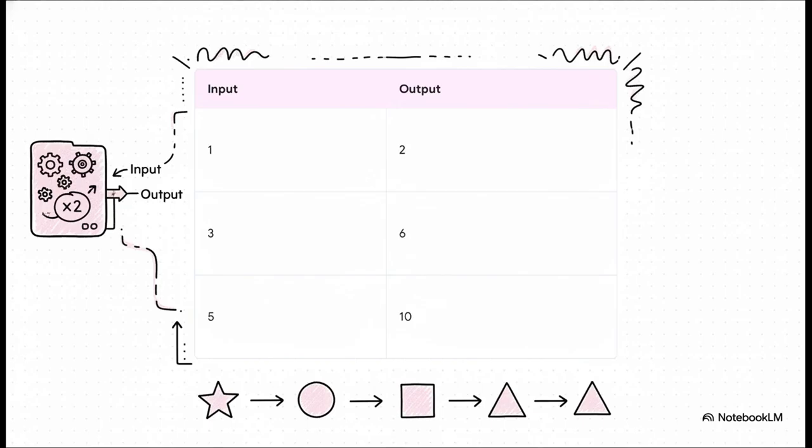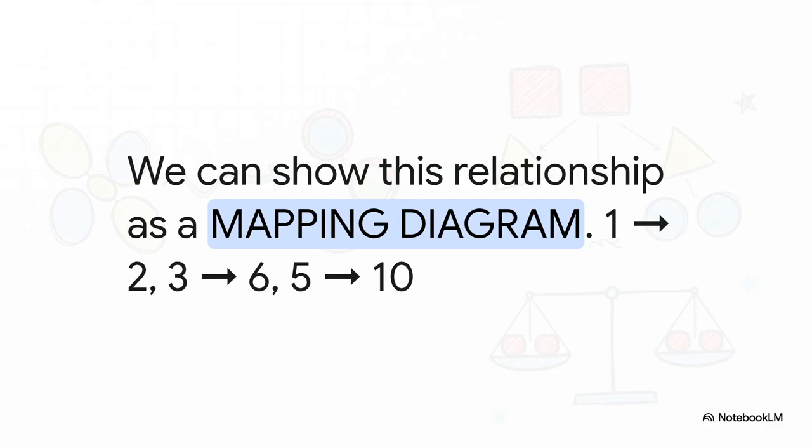Super clear, right? And this is what we call a mapping diagram. It's called that because we're literally drawing an arrow that maps each input directly to its one and only output. It's just another really clean visual way to see that function doing its job.